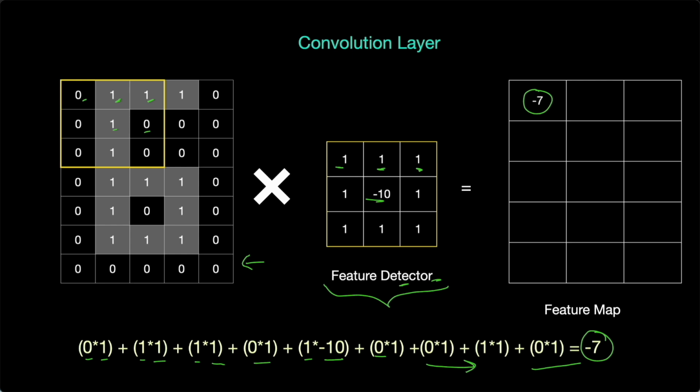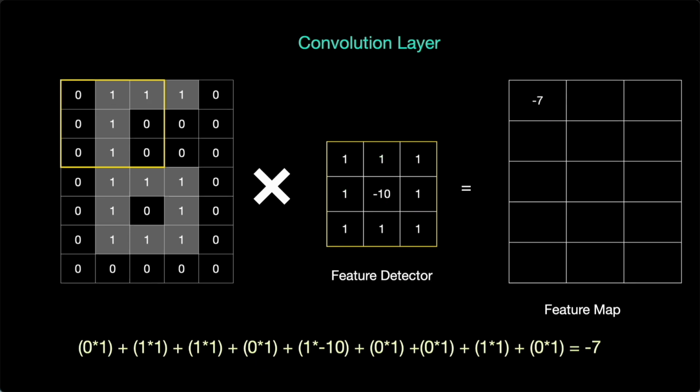This means the pattern detected by the filter does not match with this part of the image. A negative value usually means a weak or opposite correlation. So what we are detecting here is the loop, and here we did not find any loop. That's why we have a negative value, right?